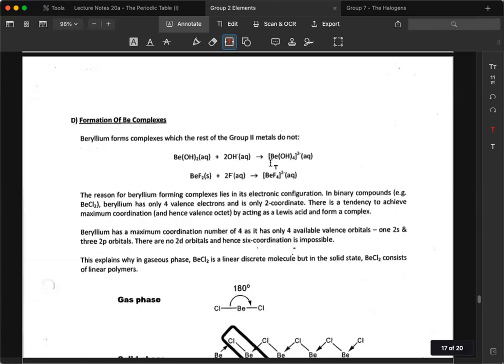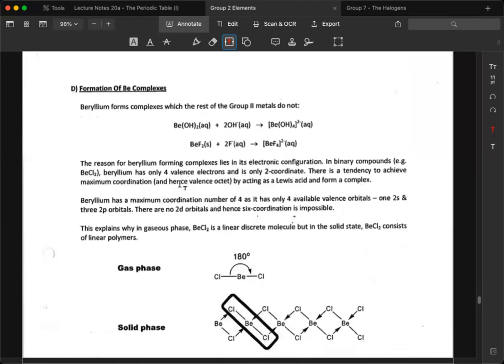So beryllium forms complexes while the rest of group 2 doesn't, like this. The reason why it can do so is because beryllium has 4 valence electrons and it's only 2 coordinate. There's a tendency for it to achieve maximum coordination by acting as a Lewis acid, meaning it accepts an electron pair from fluorine to form a complex. Beryllium has a maximum coordination number of 4, and it has only 4 available valence orbitals, 2s and the 3 2p. No 2d, so no 6, it can only form 4 maximum.